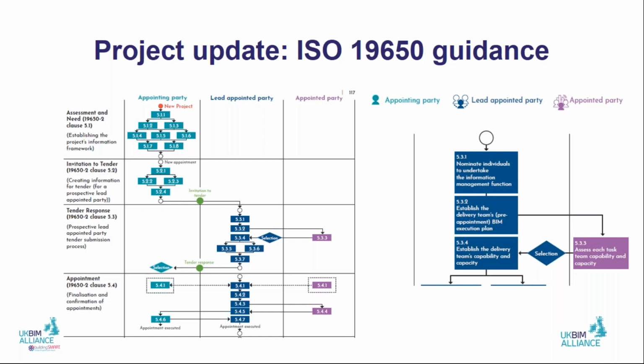So we can see, for example, that the appointing party kickstarts off the new project, and then all of the clauses in subclause 5.1 and subclause 5.2 are appointing party activity. But then we can see that once we get into the tender response, that's the lead appointed party activity. And we can start to see a degree of interaction then with appointed parties. So that overview just highlights the clauses. And then as we delve into that process map, which is available as an interactive resource, or you can download it, we can understand more of the detail behind each of the clauses.